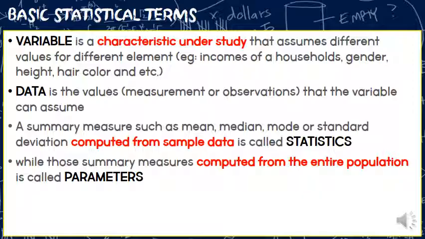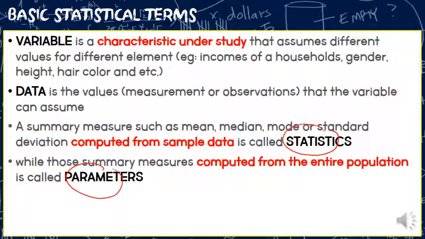Lepas tu kita ada statistics and kita ada parameter. So statistics is a summary measure such as mean, median, mode, that is computed from sample data. Maksudnya dekat sini, awak kira mean. Mean tu awak dapat daripada mana? Daripada sampel. That is statistics. But if you computed the value from the entire population, that is called parameter.